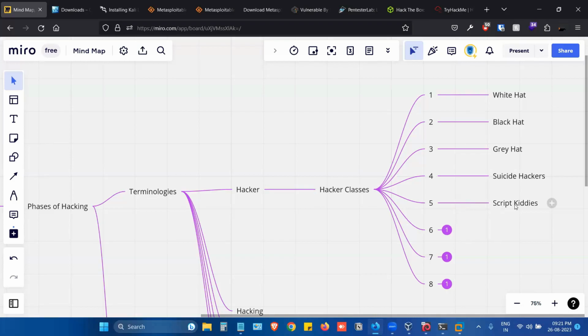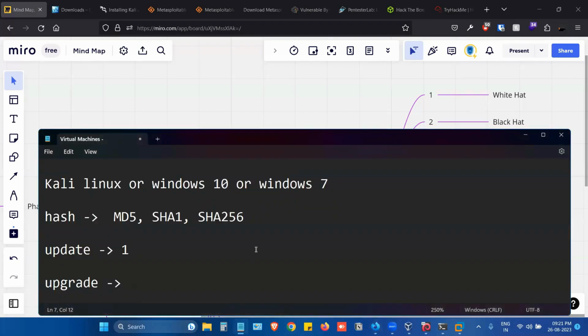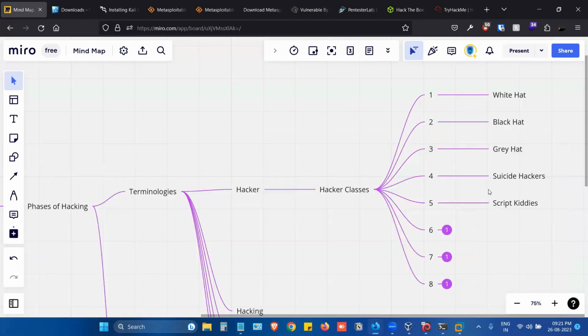The next one is script kiddies. These are unskilled persons who compromise the system by running some sort of scripts, tools, or any kind of automation software that is basically developed by real hackers. Those persons are known as script kiddies. The next one is cyber terrorists. Cyber terrorists are motivated by religious or political beliefs to create fear by disrupting computer networks. Those persons are known as cyber terrorists.